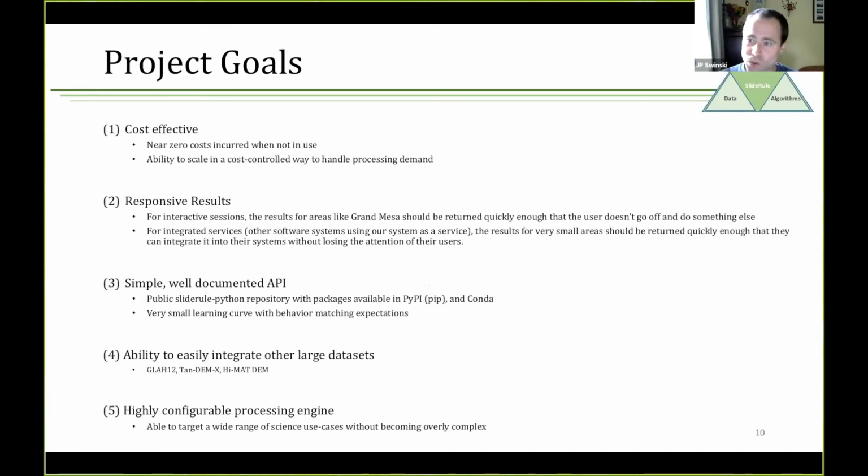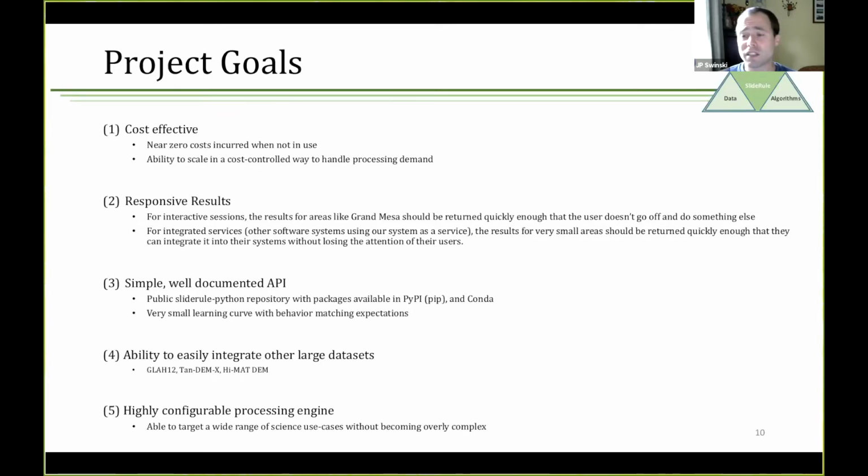And what are our goals? These are not things that we've achieved necessarily yet, but this is what we're going for, right? It needs to be cost effective. So, near zero costs incurred when we're not in use. And this is important because you'll see how some of these goals were in jeopardy by inefficient access to the data. So yeah, we want to be able to scale up and scale down in cost. So when we're not used, almost zero, and then only pay for what we use.